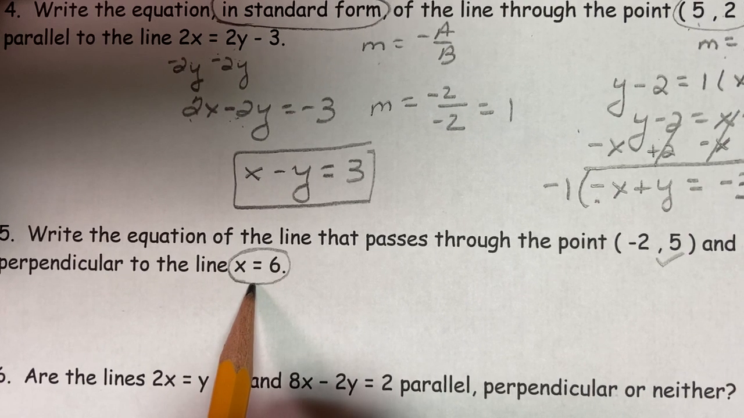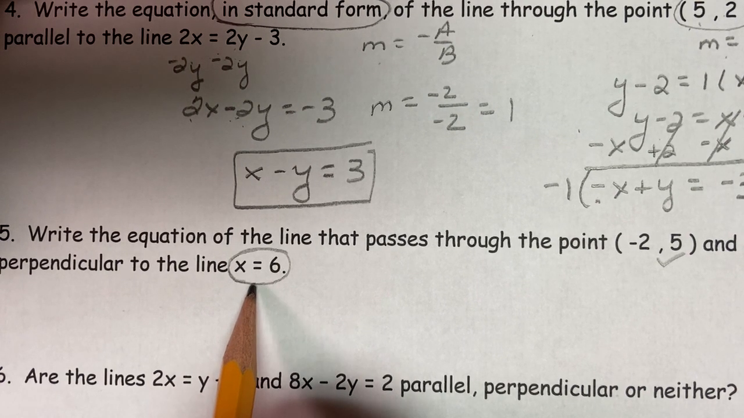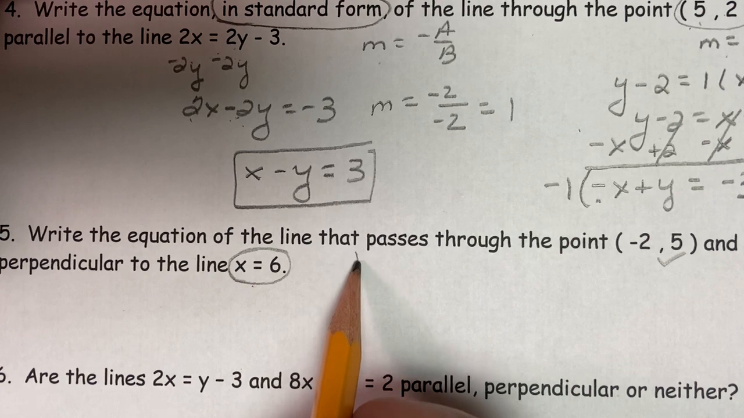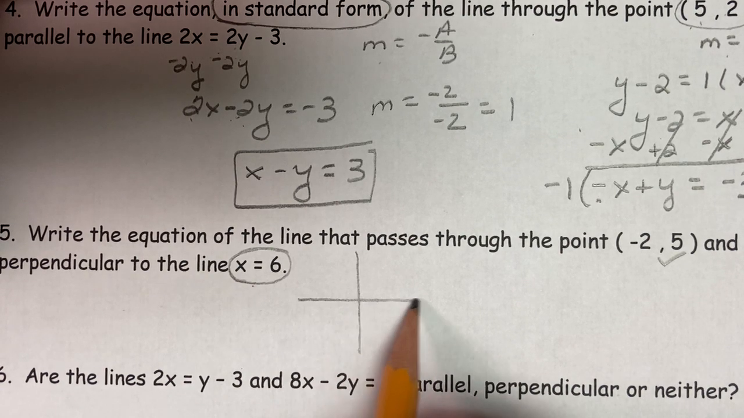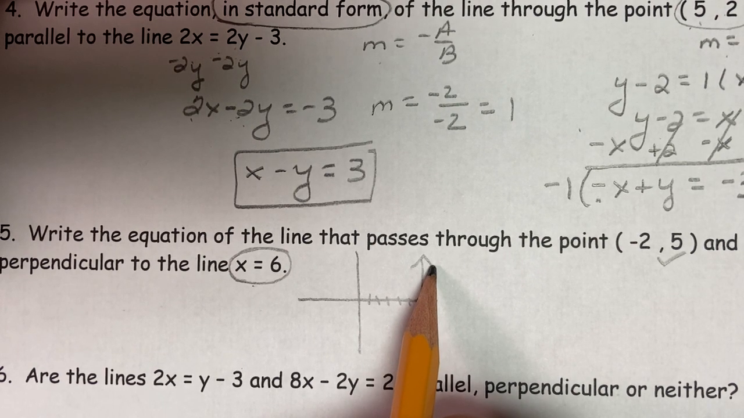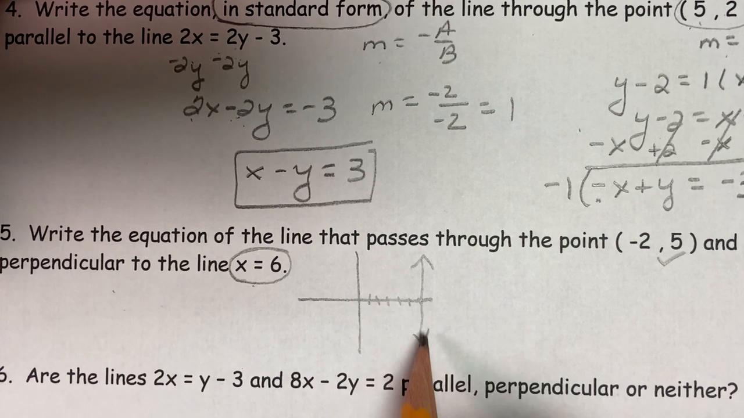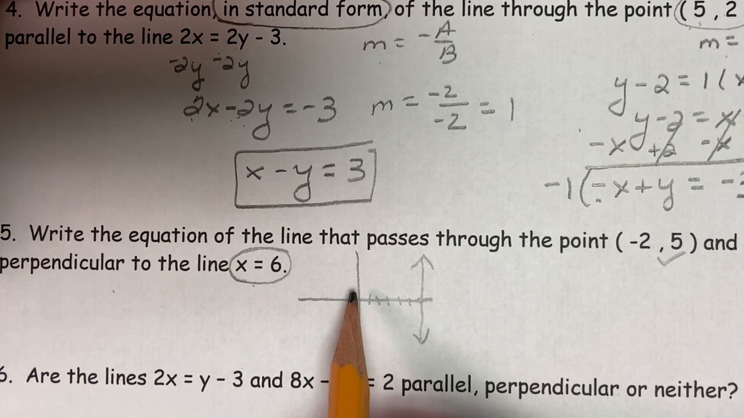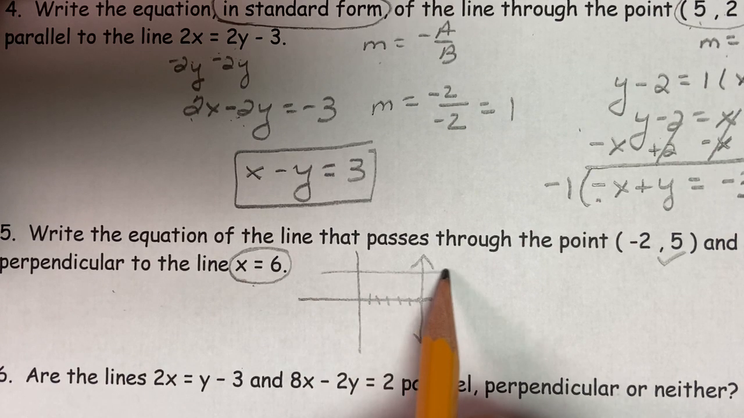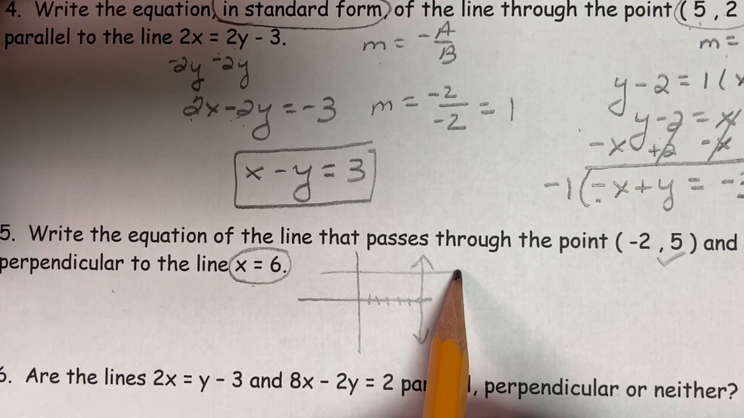What kind of line is x equals 6? Well, hopefully you remember that x equals 6 is a vertical line that passes through the x-axis at 6. This is the line x equals 6. Talk to me about a line that is perpendicular to that. What kind of line is perpendicular to a vertical line? Well, wouldn't it have to be a horizontal line? It would be.